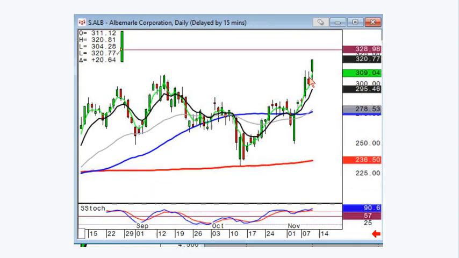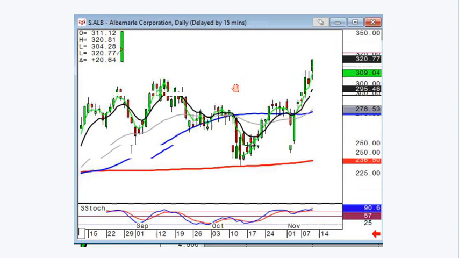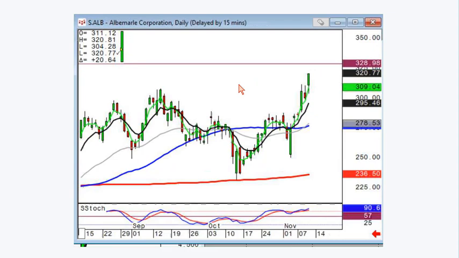Same thing here. It gapped open, back and filled, but traded positive. So there's still good bullish charts. You just wouldn't call it a best friend or a gap up.